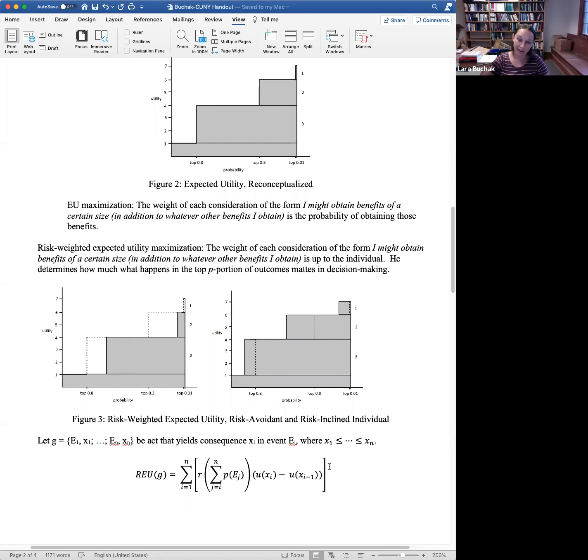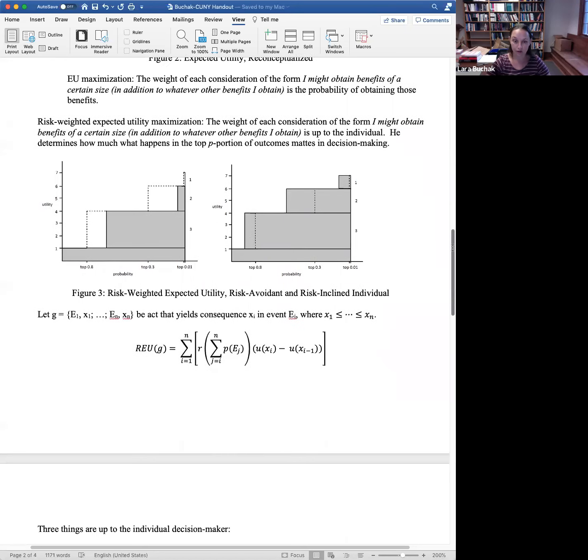As considerations concern a smaller and smaller portion of the best states, you're going to weight them proportionally more and more. And if your risk function is linear, you're going to be an expected utility maximizer. So this theory is a generalization of expected utility maximization, but it adds an additional factor. Namely, how much do you weight what happens in the top P portion of states? Whereas expected utility maximization says the weight you give to those states is P, risk-weighted expected utility maximization says you can give any weight to them that you want.